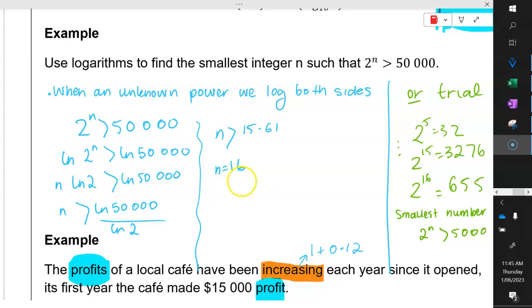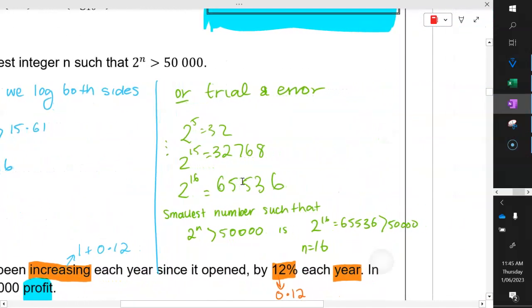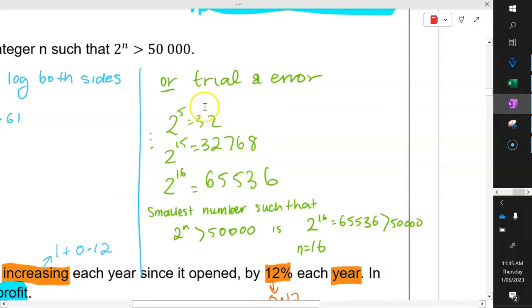There's also another way, and I've done that in green over to the side here, and it's just by trial and error. So just figure out what your powers of 2 are, because I've got 2^n. Let's find whole numbers of n and find the first number that is actually bigger than 50,000. So 2^5 is 32. It's definitely not big enough.